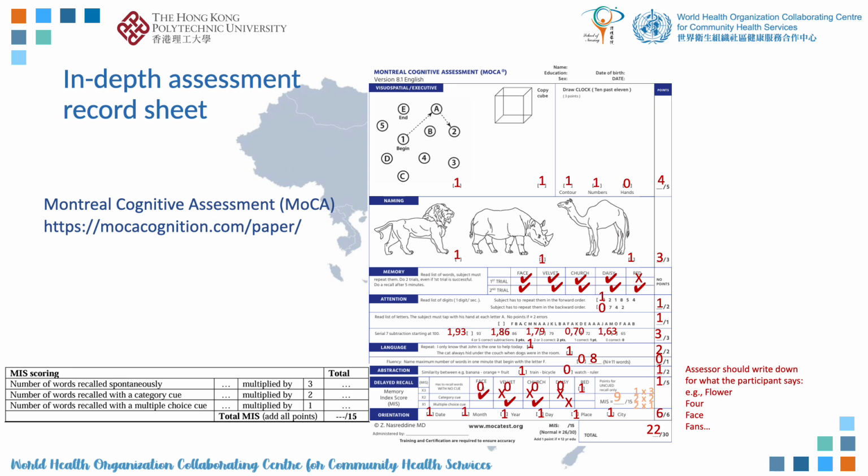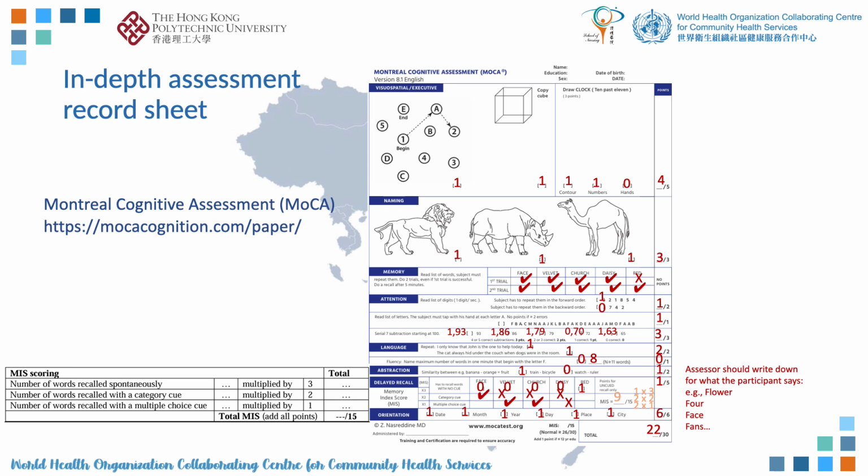Next, we are going to the delayed recall. Score only the words recalled spontaneously, without any cue. If the participant can recall the words only after a category cue or multiple choice cue, record those separately, and then calculate the memory index score according to the official formula.